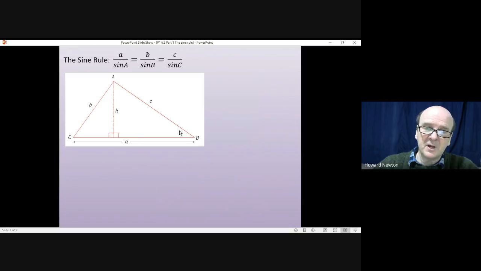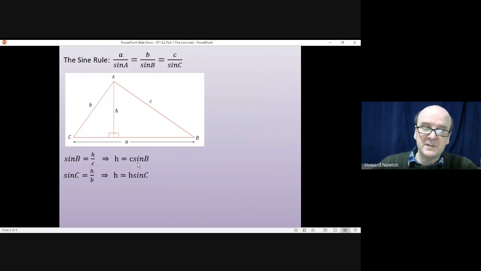First of all, using the triangle on the right-hand side, the sine of angle B will be the opposite side divided by the hypotenuse, which is h over c. And rearranging that gives us h is equal to c times sine B. Then we do exactly the same thing with the left triangle. And the sine of angle C is also equal to the opposite side divided by the hypotenuse, which is h divided by b. And rearranging that gives us h is equal to b sine C.